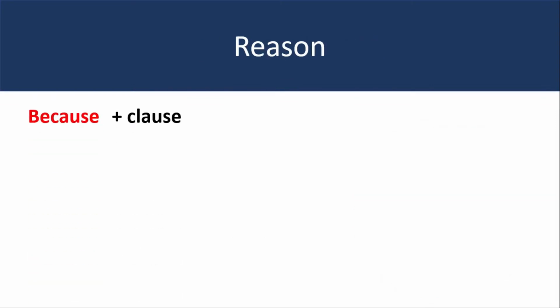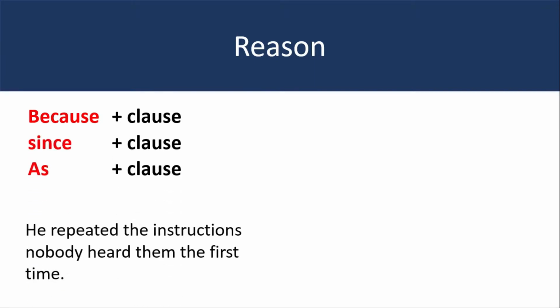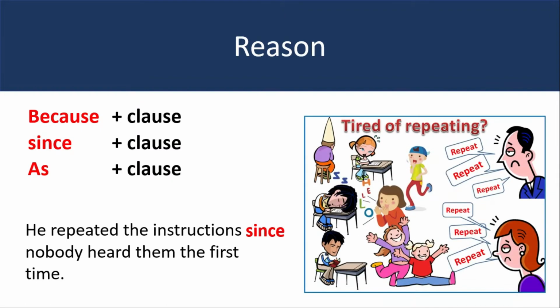There are other linking words used to express reason. Because plus a clause. Since, as, all of them are followed by a clause. For example, he repeated the instructions since nobody heard them the first time. As you can see in the image, "since" in this case means "because."